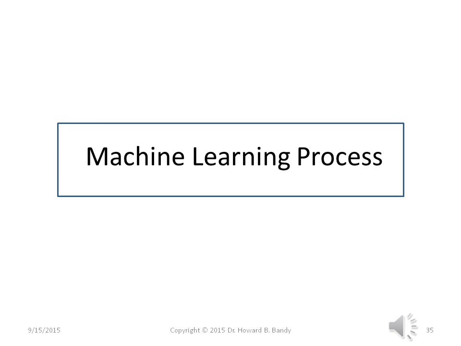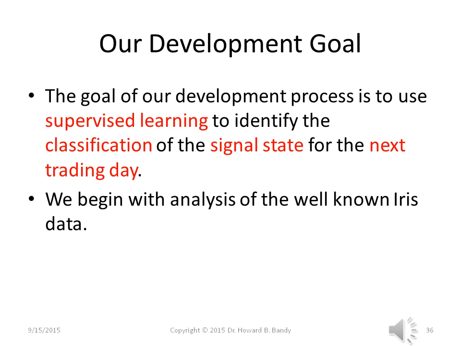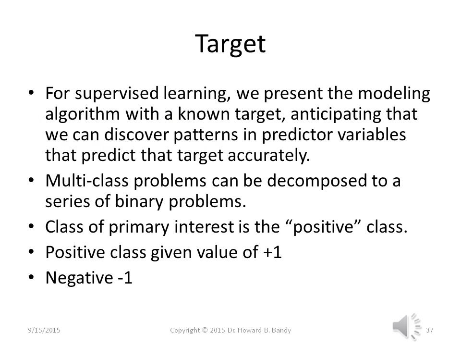This is the machine learning process. Our goal is to use supervised learning to identify the classification of the signal state for the next trading day. As an example, we'll begin with analysis of the well-known iris data. We begin by defining the target we want to predict.